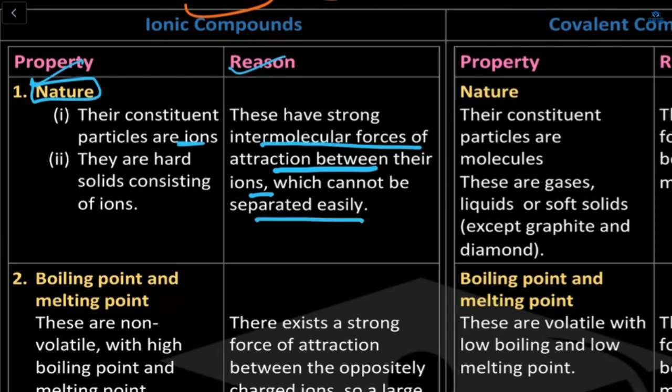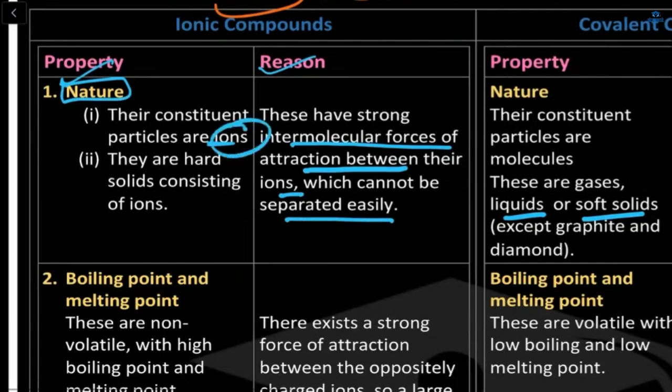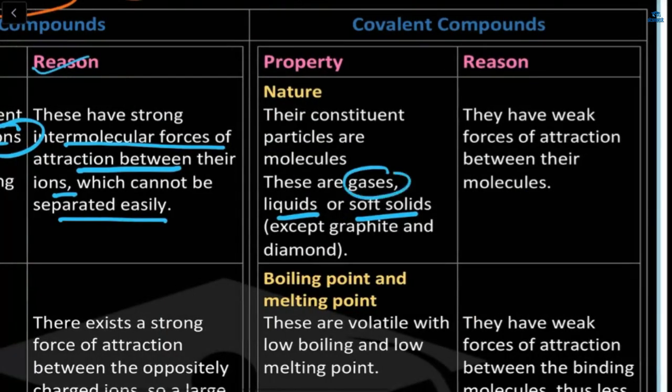Okay, so there are very strong intermolecular forces of attraction between the ions and they cannot be separated very quickly or easily. So what is the covalent compound nature? Their constituent particles are molecules. These are gases, liquids or soft solids. Here these are not ions, these are gases and they have weak intermolecular forces of attraction.